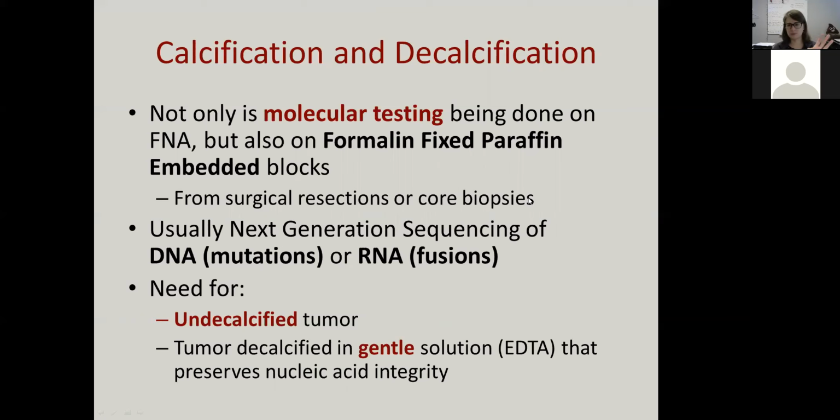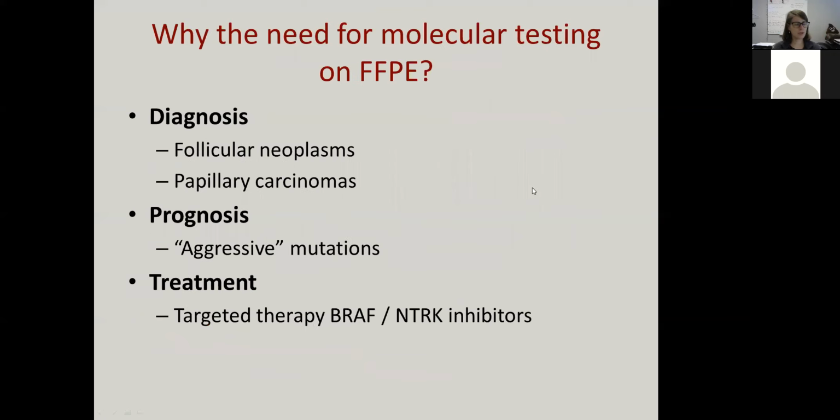All right, so just keep that in the back of your mind if you ever have a bony biopsy on a thyroid cancer or other cancer patient. Okay, occasionally we'll need molecular testing on these core biopsies of metastases or on the thyroidectomies, sometimes for diagnosis, sometimes for prognosis, and certainly sometimes for treatment with the BRAF or the NTRK inhibitors.